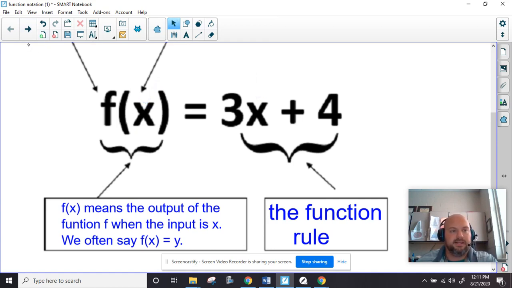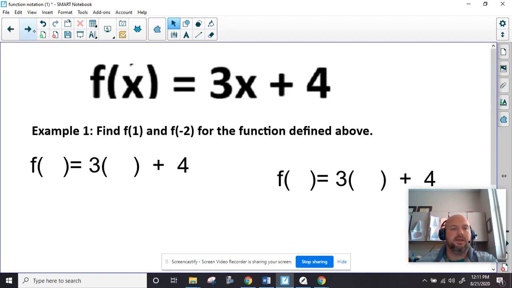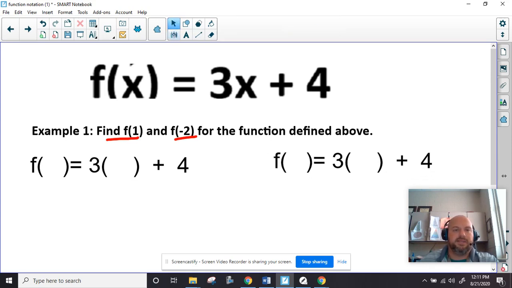If you need to write this down or go back, you can pause at any time or go back and look through. All right, so this right here is the function notation, okay? This says find f of 1 and f of negative 2.